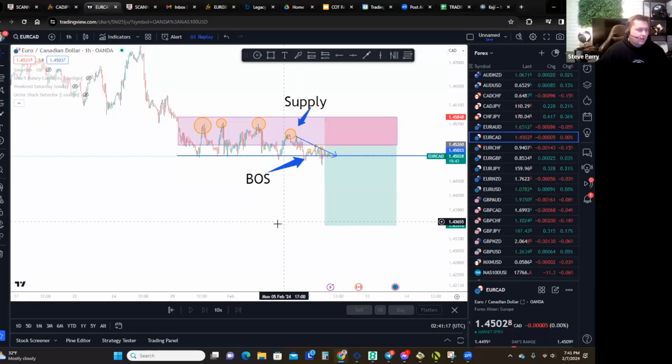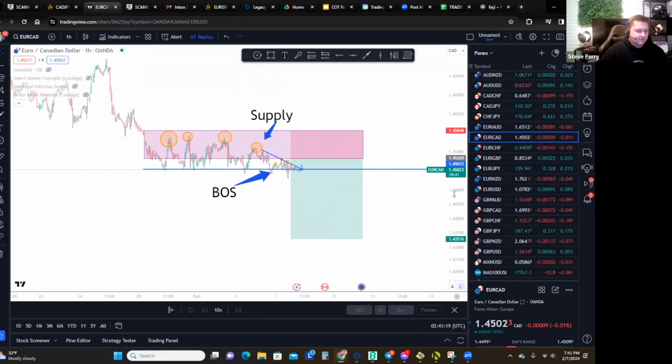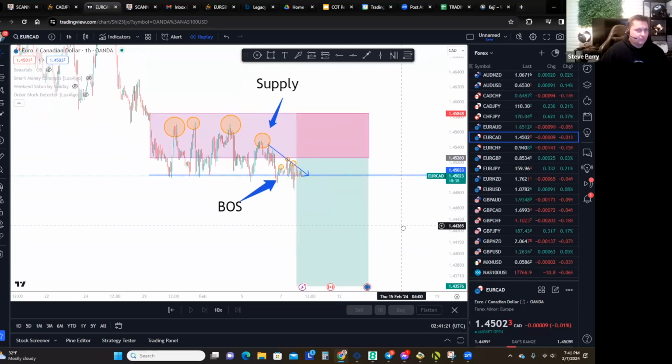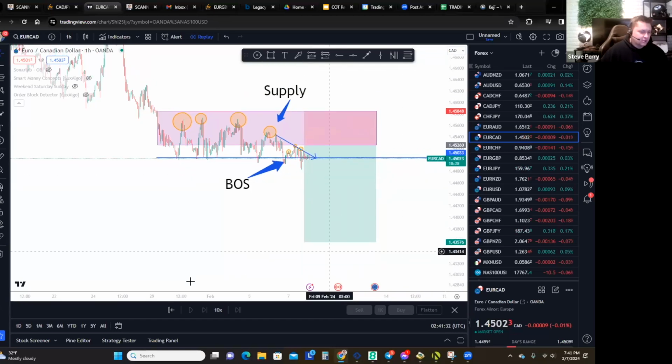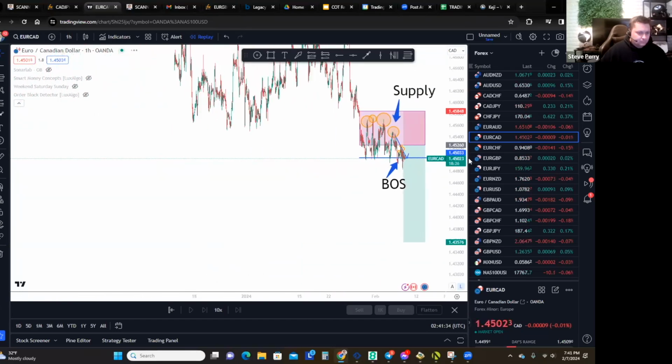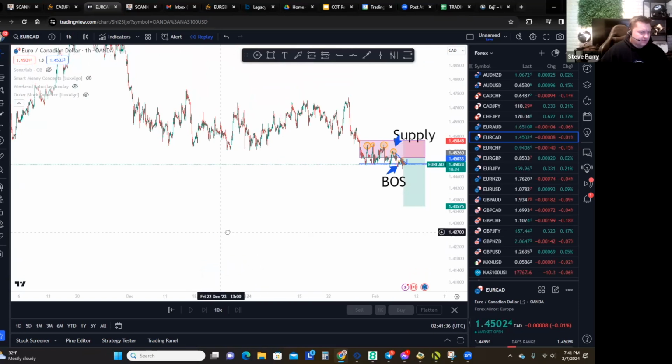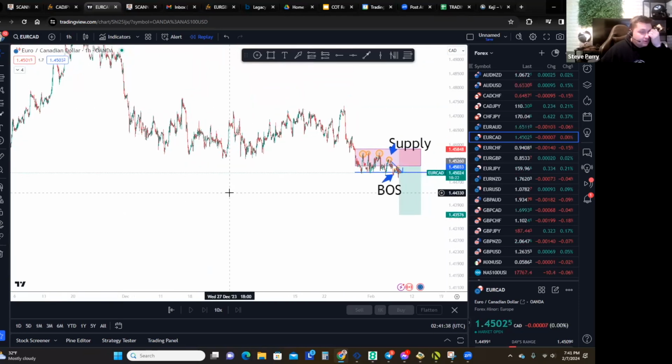Anyway, guys, my game plan with this is yes, my game plan is to sell this. I'm expecting a move to the downside on the EuroCAD. I'm hoping that our little price action trade triggers and that we can all get in and soak in this opportunity. That's what I'm excited and looking for right now.